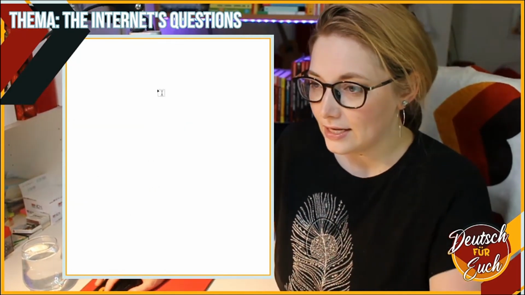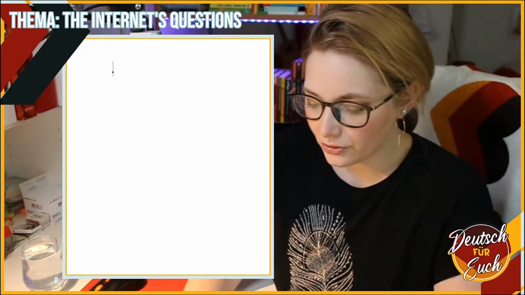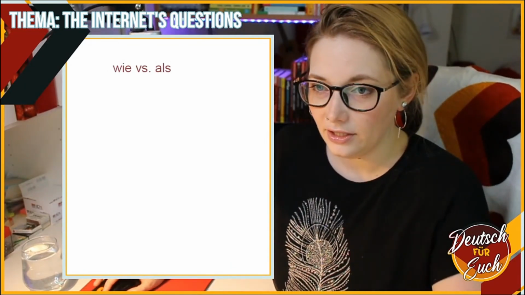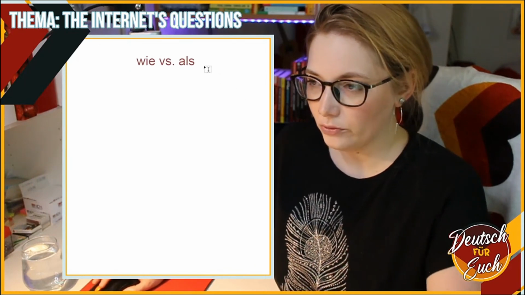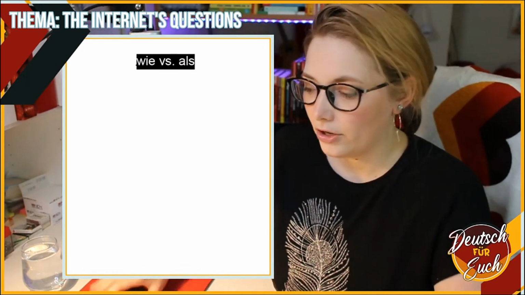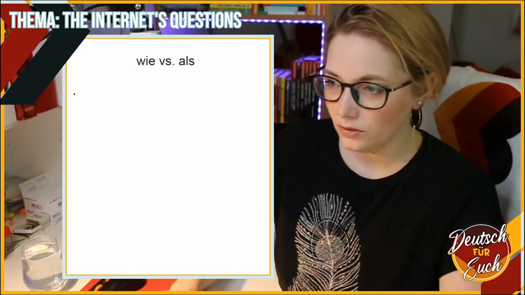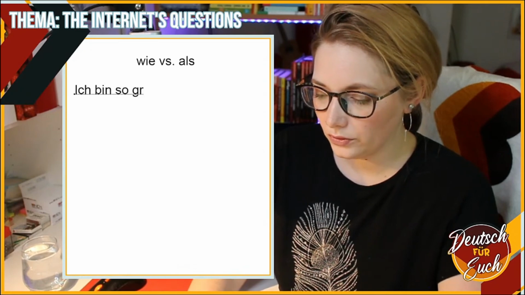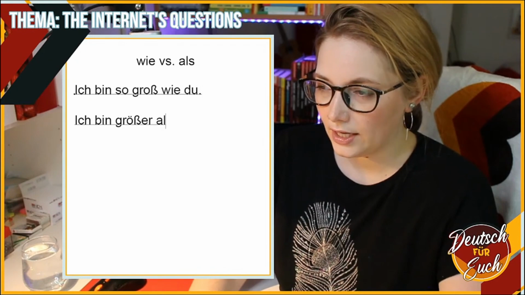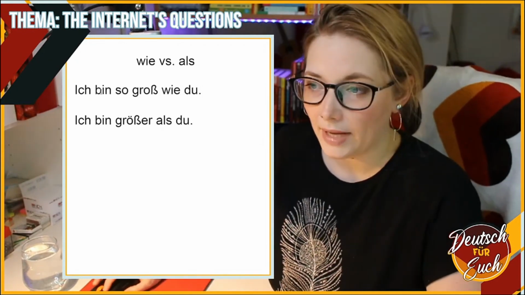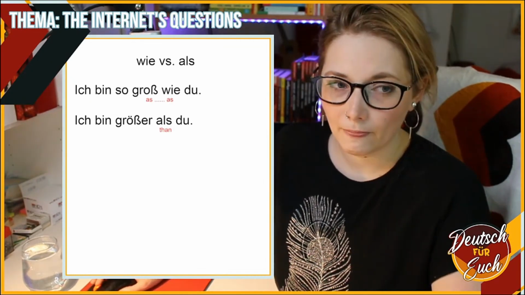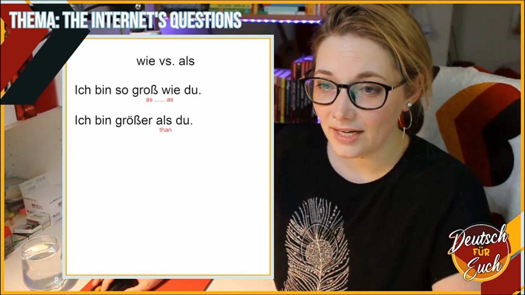Next mistake. This is a bit of a regional thing, but it is very prevalent nonetheless. Wie und als. Both of these are words that are used in comparisons. So, ich bin so groß wie du. Ich bin größer als du. I am as tall as you. I am taller than you. That is basically the entire mystery behind it.